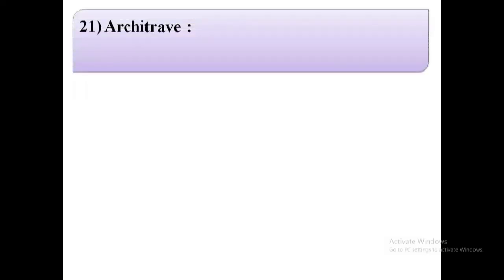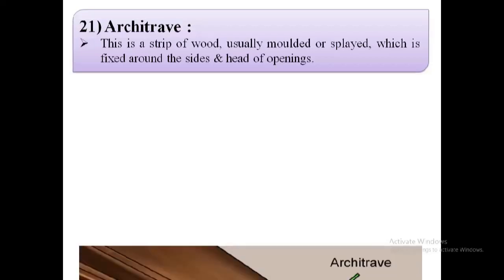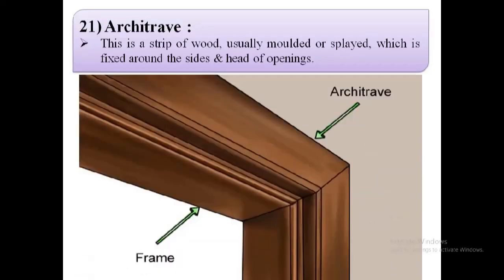Next technical term is architrave. Architrave is a strip of wood, usually molded or splayed, which is fixed around the sides and head of openings as shown in this image. So in this image you can see this is the architrave and it is a strip of wood. It may be molded or splayed and it is fixed around the sides and head of openings.